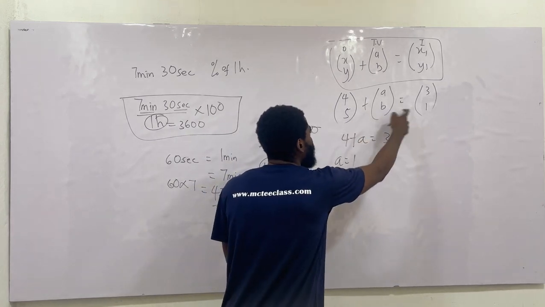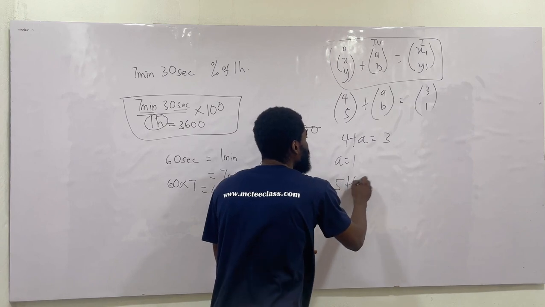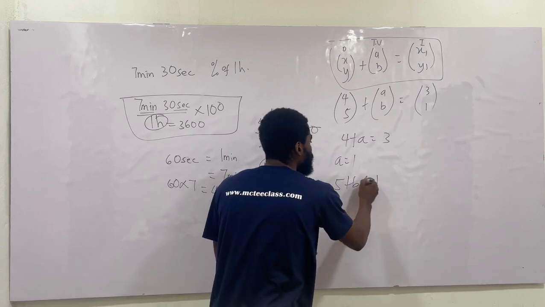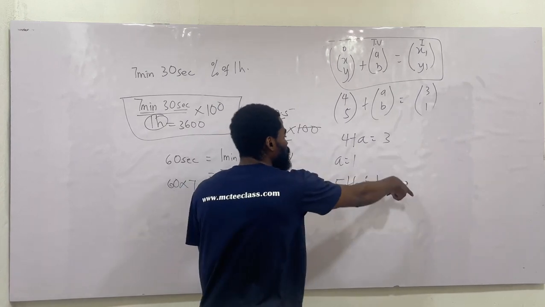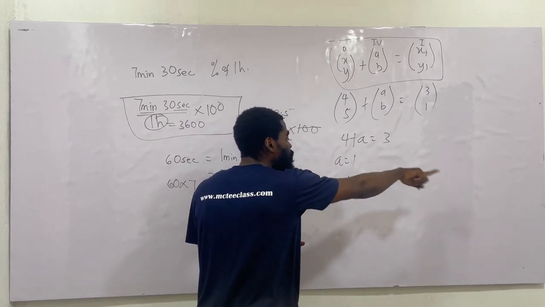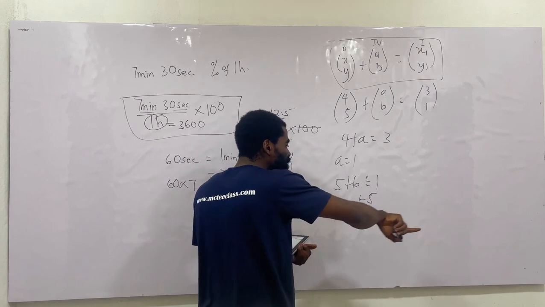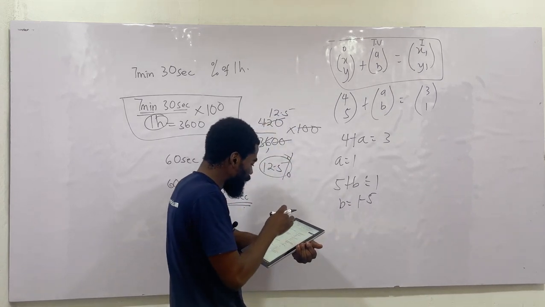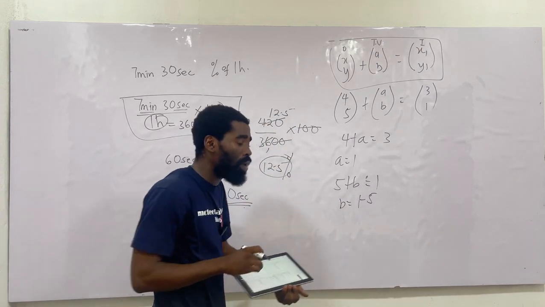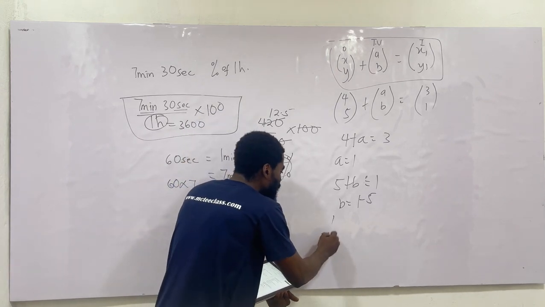I'm checking. This plus that, so I get 5 plus B equals 1. I need B, so this one will cross. The moment it crosses, I'll get B equals 1 minus 5, and that gives me -4. So I'll check the answers, and the one that gives me my answer is C. So C is (-1, -4).